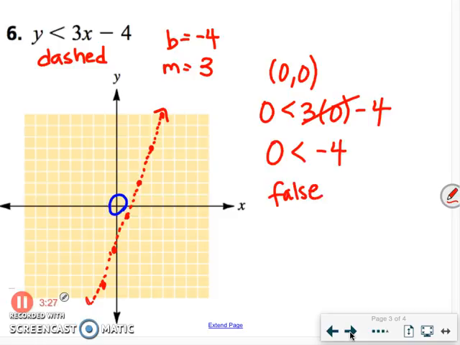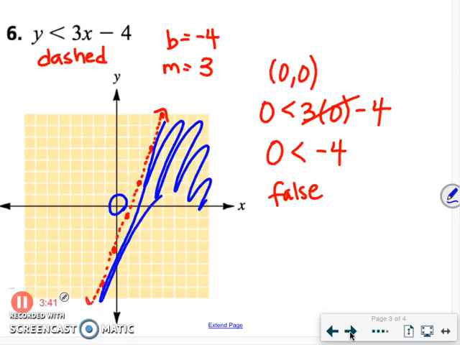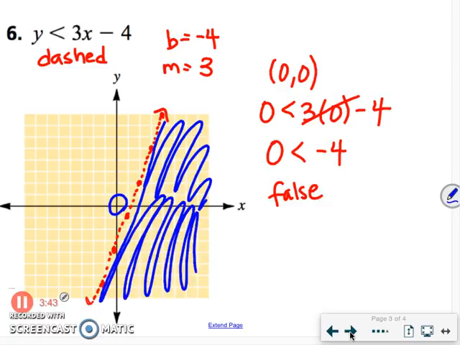So that means the origin is not included in the solution set, so we do not want to shade over the origin. So this side is the feasible region or our solution set.